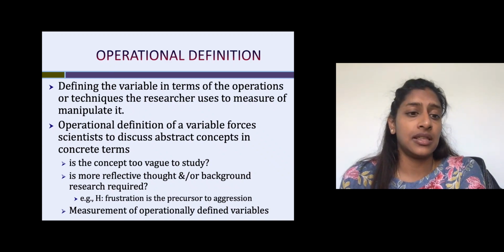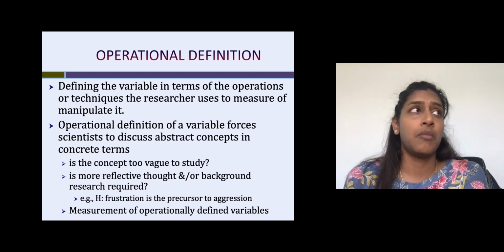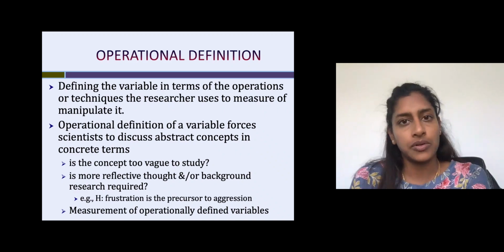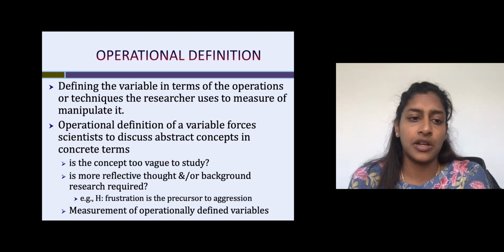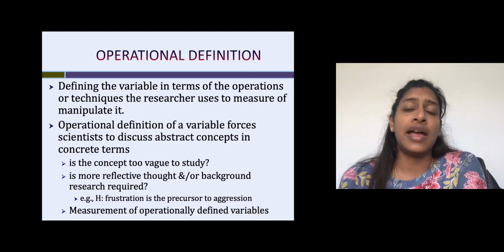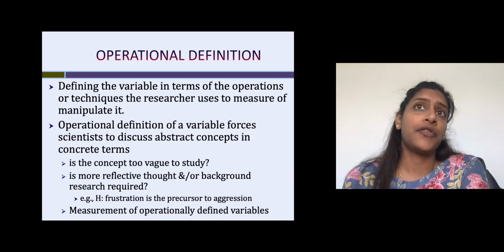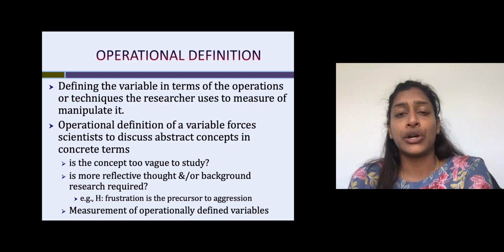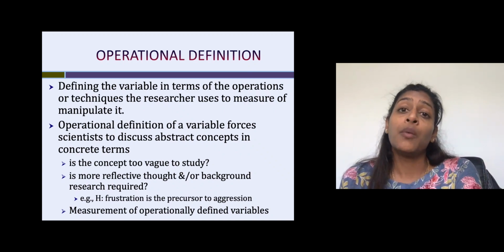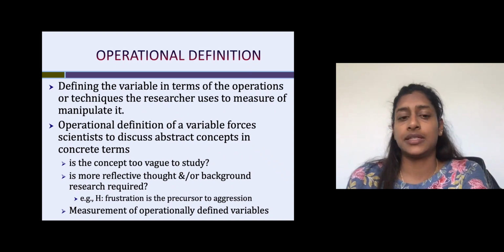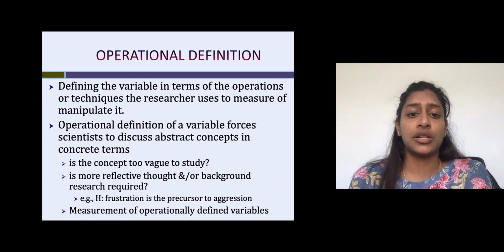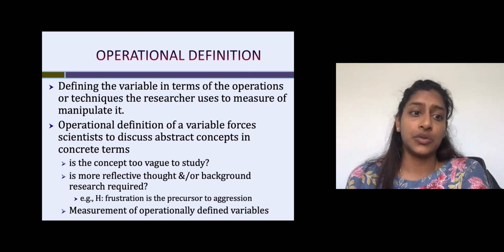We might also need to think about if we need a little bit more reflective thought or background research in order to be able to come up with that good operational definition. So for example, we might have a hypothesis that frustration is a precursor to aggression. This very well could be true, but what does past literature say about this? How are frustration and aggression operationally defined in previous research?